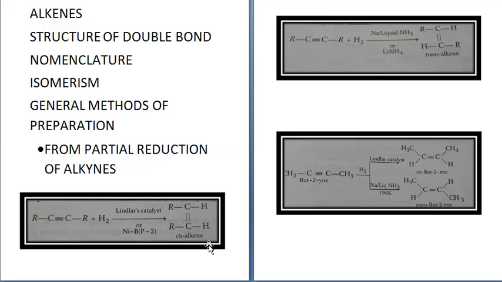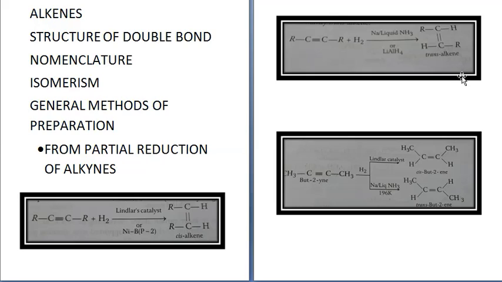In the other, RC triple bond CR plus hydrogen in presence of sodium or liquid ammonia or lithium aluminium hydride, it gives you RCH double bond HCR. See, on this side it is alkyl group and hydrogen, and on the other hydrogen and alkyl group. So distance between the two alkyl groups increases, and the distance between the two hydrogen atoms also increases. So this type of alkene, it is called as trans alkene.